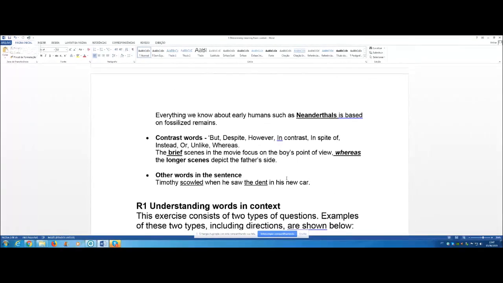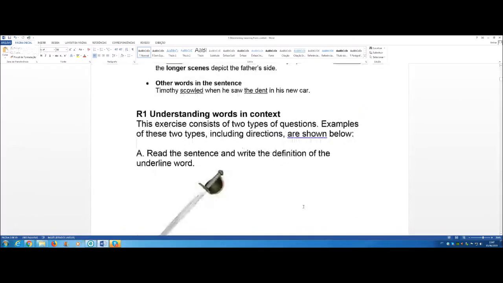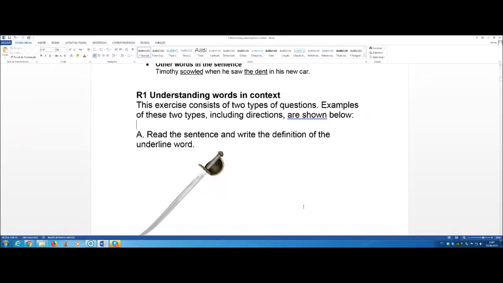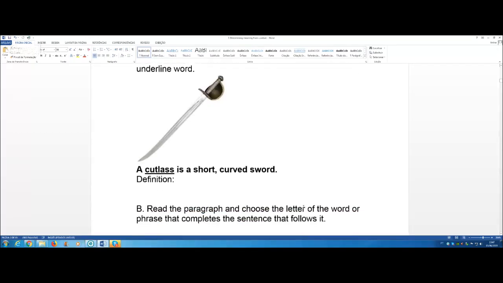So today we're going to do some exercises. Are you ready? Yeah, probably. It's supposed to become really easy. So, look, there are two kinds of exercise. There are two types of questions usually in proficiency tests. It can ask you to come up with a definition. So go ahead. A cutlass is a short curved sword. So what's a cutlass?